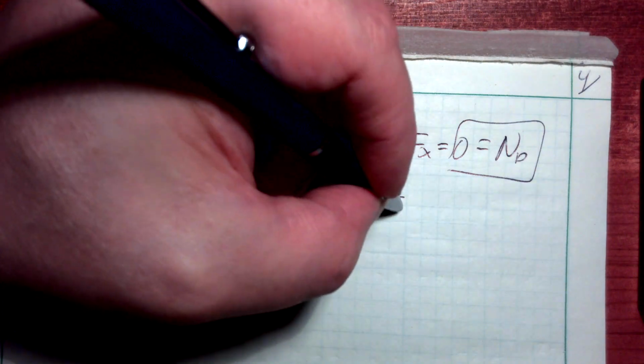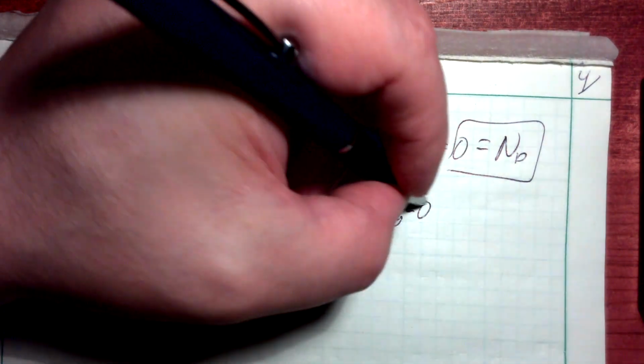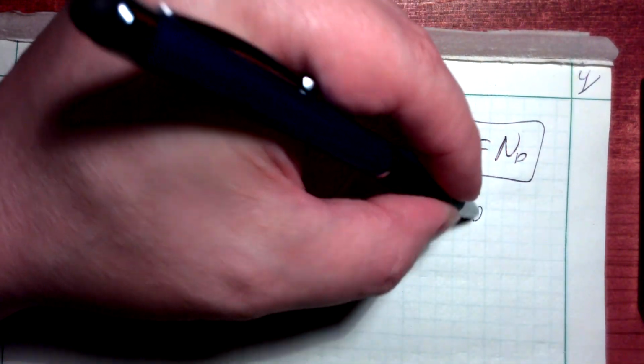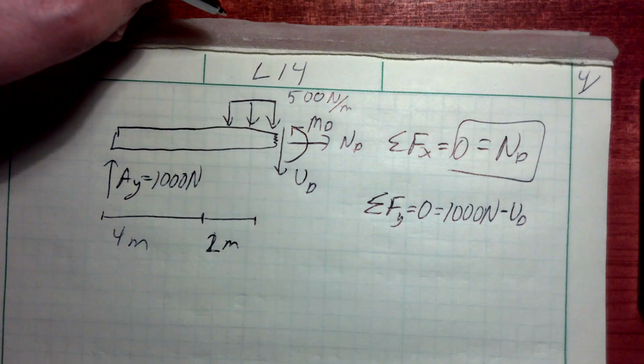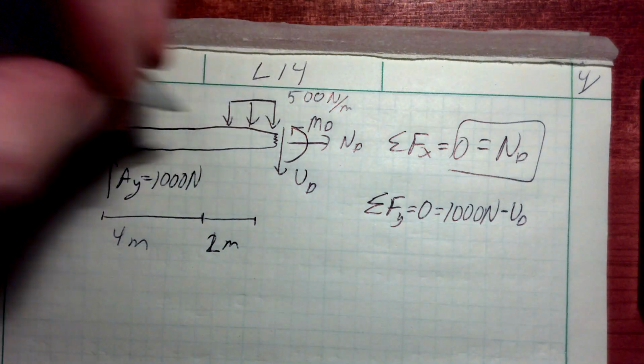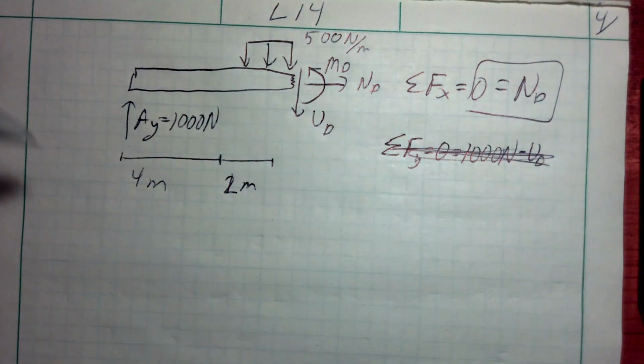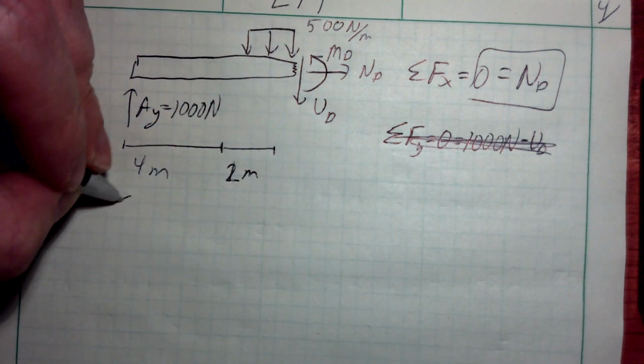Sum of forces in the Y direction. That's also going to be 0. I've got the 1,000 newtons over there at point A in the positive direction. In the negative Y direction, I've got the shear at point D. And then I need to find the area of this little rectangle there. I'm going to write this down here. I could have left it there. I'm just going to write it down here.